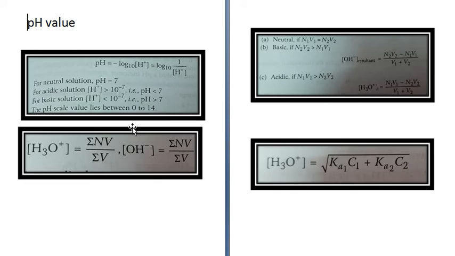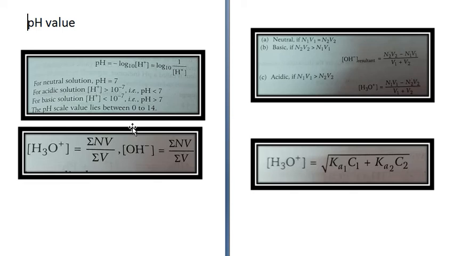At 333 Kelvin, that is 60 degrees Celsius, Kw is equal to 9.6 x 10^-14. The pH of a neutral solution is 6.5 and the pH range is 0 to 13. And at the temperature of the human body, that is 37 degrees Celsius, the pH of a neutral solution is 6.8. So remember this, that the pH value changes at different temperatures.